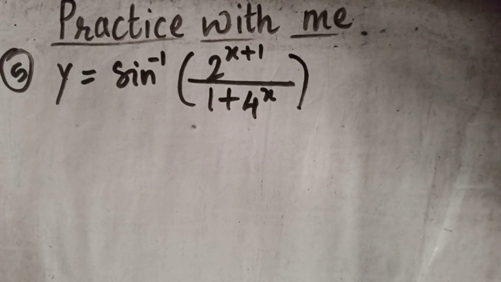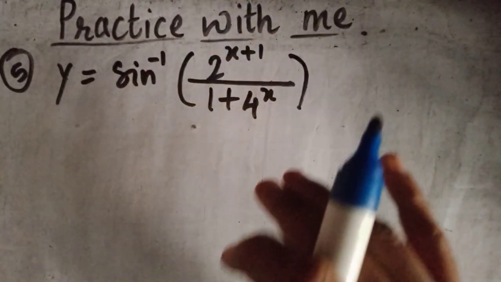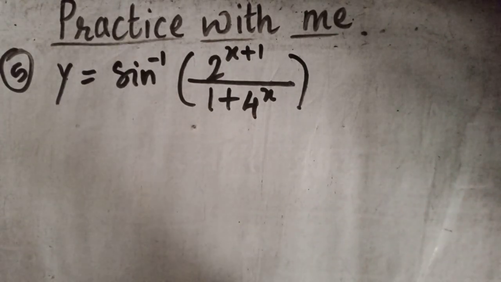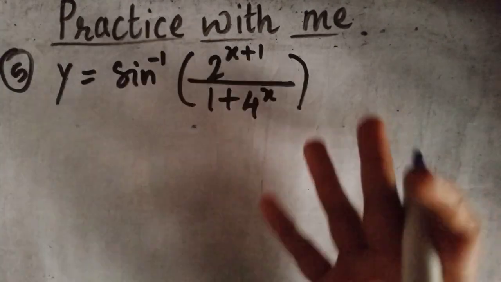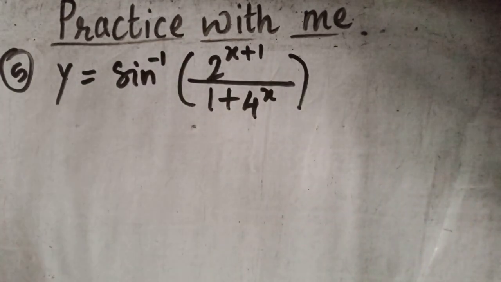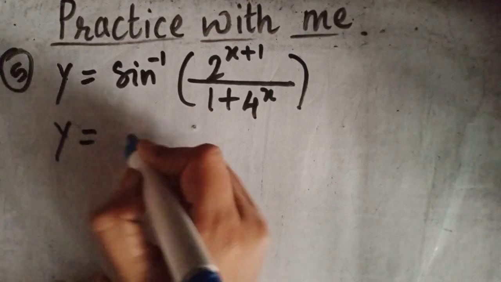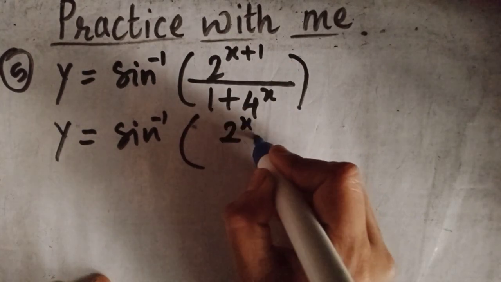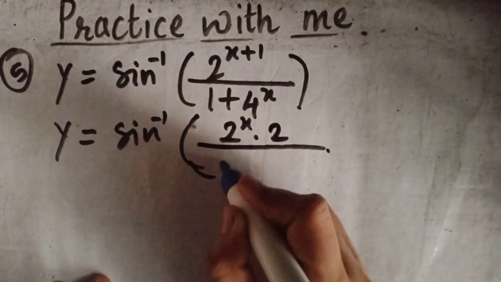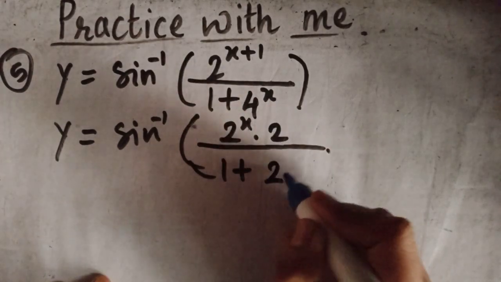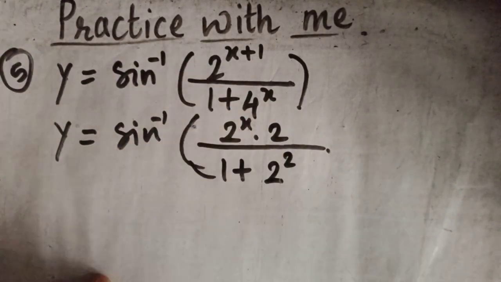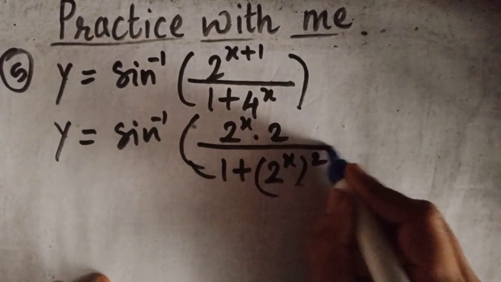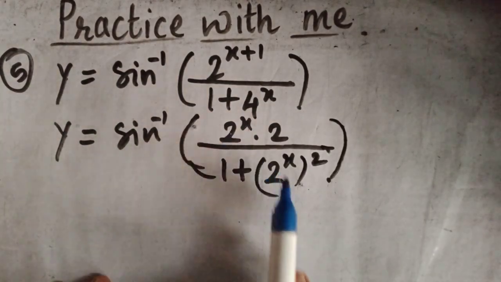Next question. So whenever you get this type of function, okay, sine inverse something or tan inverse something, go for its trigonometric values. Now we have sine 2 theta and cos 2 theta, right? First we'll write this as sine inverse. 2 raised to x plus 1 can be written as 2 raised to x into 2, right? And 4 raised to x means 2 square raised to x. So I can write this as 2 raised to 2x, so that this 2 becomes equal.